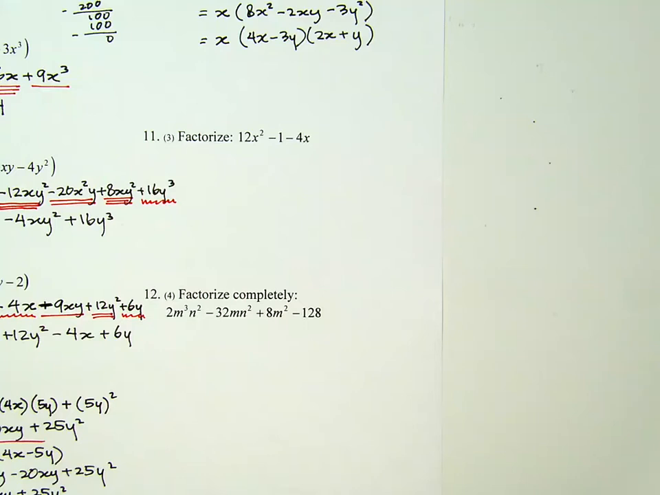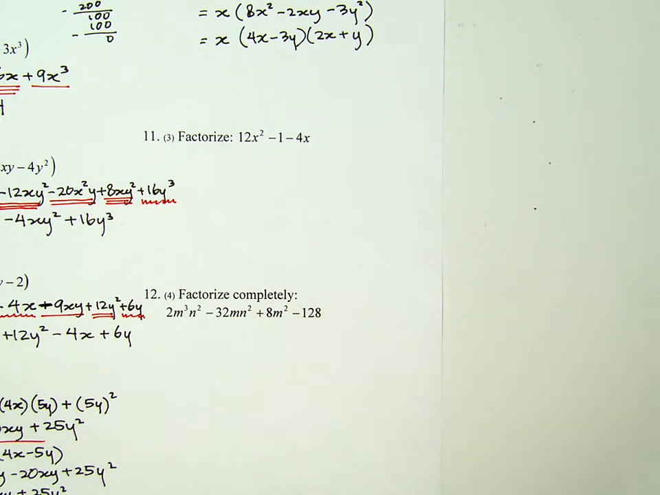The following is for 2011 Math 115 Test 3, number 11 and number 12. Number 11. Factorize 12x squared minus 1 minus 4x. Do you see something wrong? Yes, they are not in order.